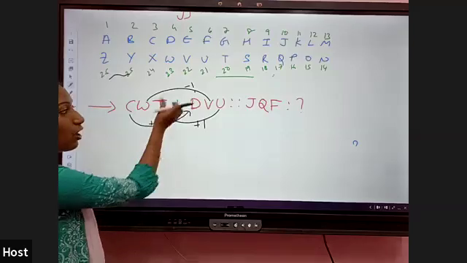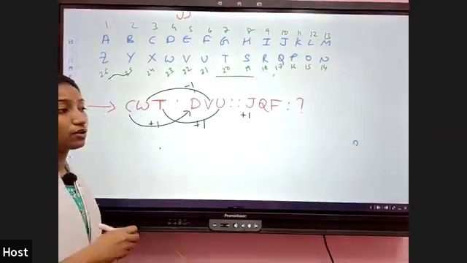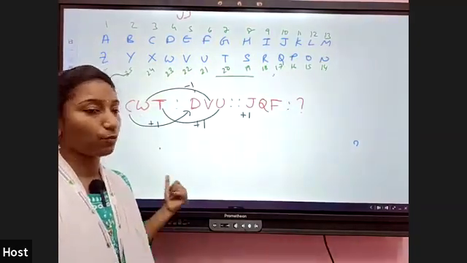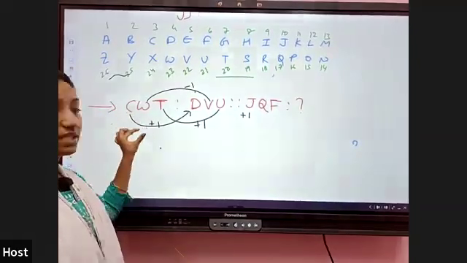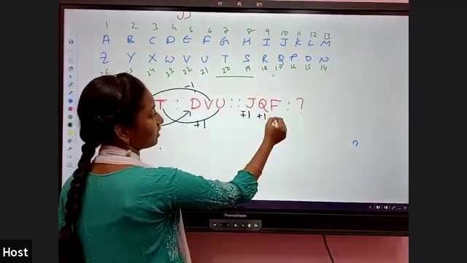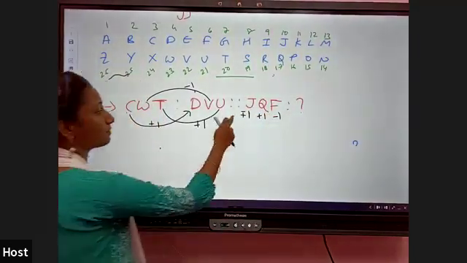First they give +1 or -1. If they give +1, we should put +1 here. Some of you are confused about this. So here we did +1, but they will keep -1 at first, then +1, then -1. So like this we did.